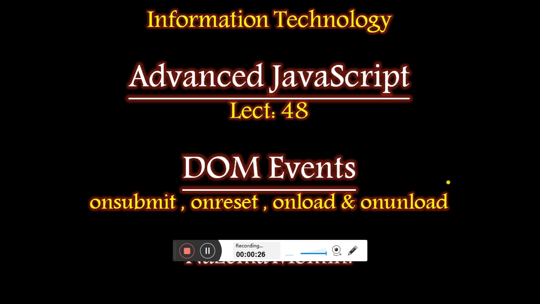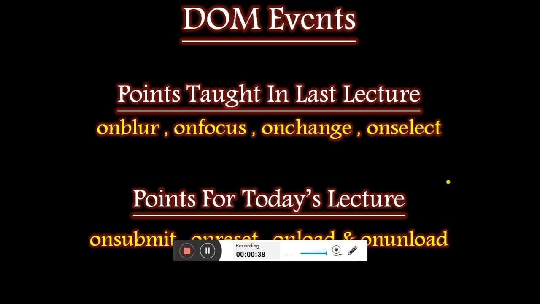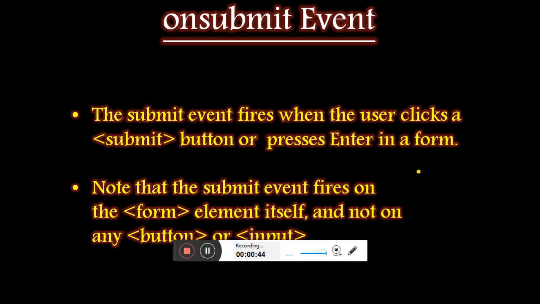As we have already seen, what is the document object model? The document object model is a structure of a document. It specifies the structure of the document. So today we are going to see the events on the document object model.